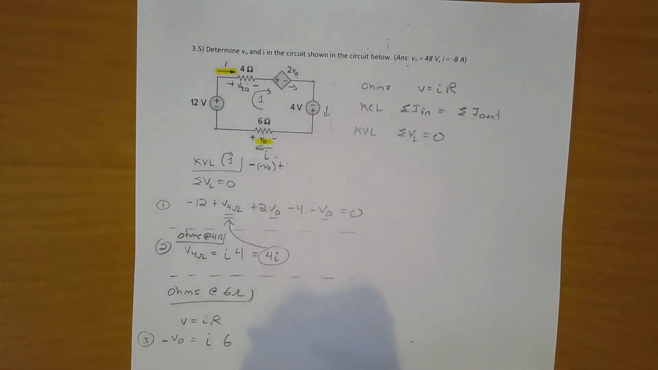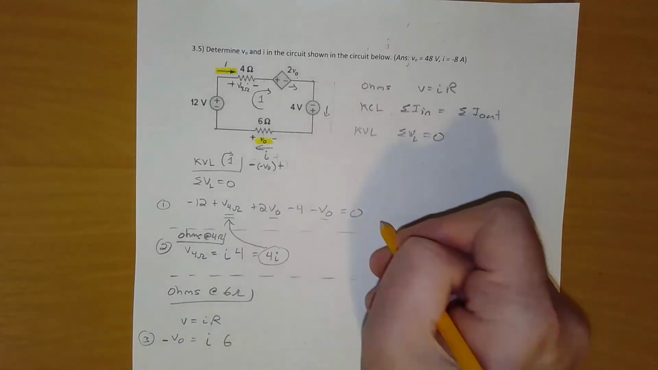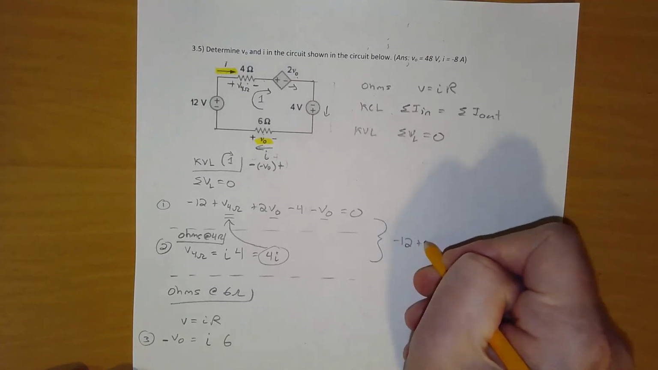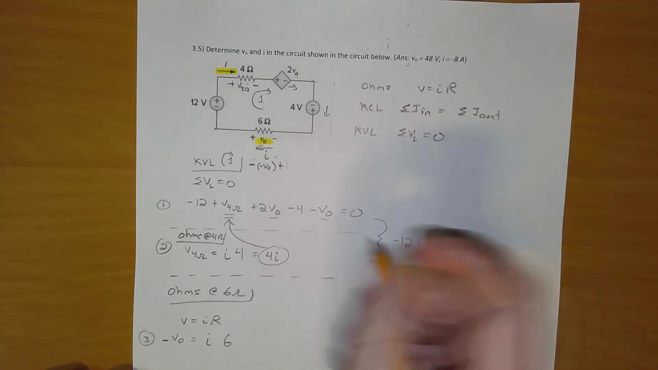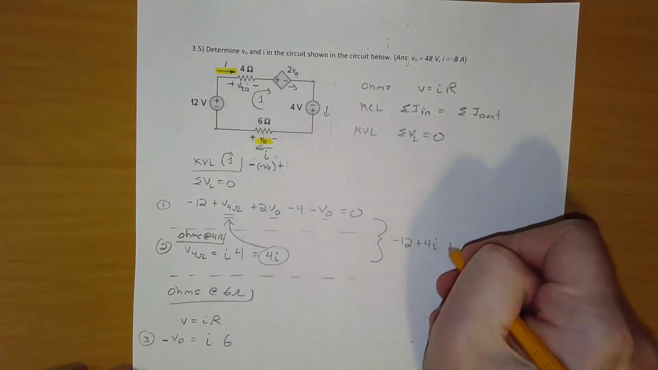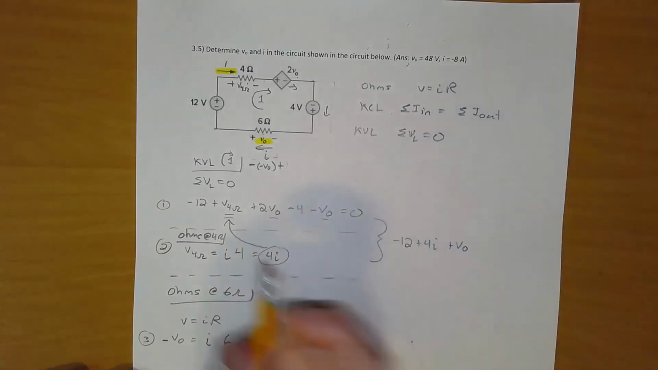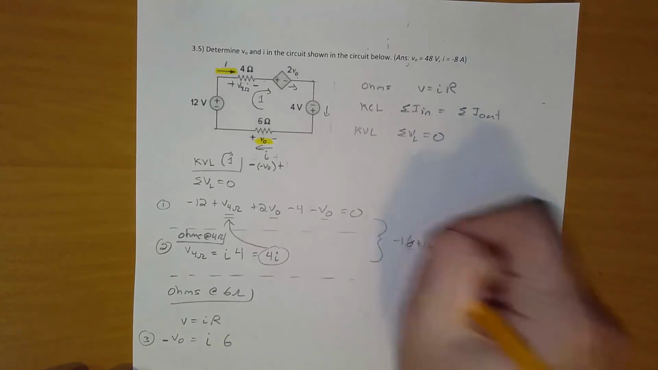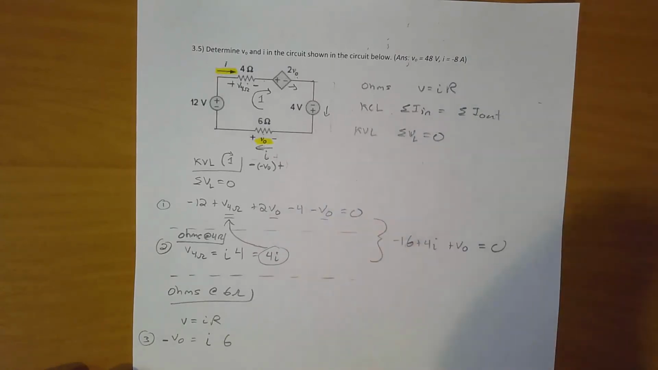So let's solve this. Let's simplify this thing down first. We'll have negative 12 plus 4I. We have 2 minus this, so that's a plus of V naught. Oh, and we have 12 and a 4 together, so that's a negative 16. All equal to 0. So when I combine 1 and 2 together, I get this equation.